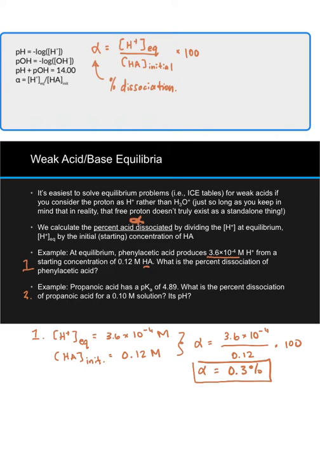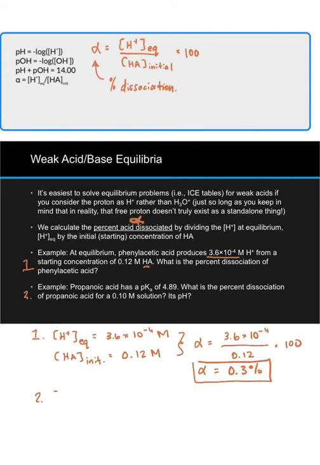In example 2, we'll up the ante a little bit. Propanoic acid has a pKa of 4.89. We want to know that if we start from a solution of propanoic acid that has an initial concentration of 0.1 molar, what its percent dissociation will be. And then secondly, what its pH is. Let's answer the first part of question number 2 to start, and then we'll think about pH afterwards.